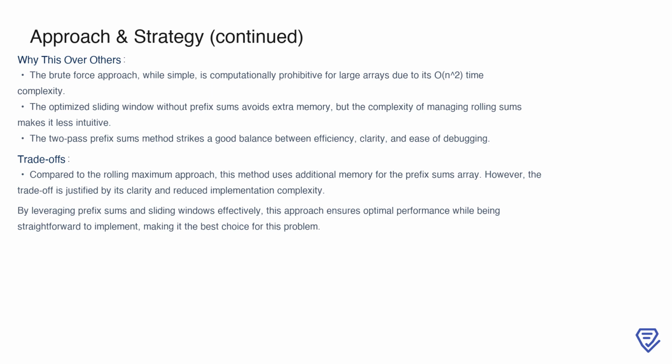Although it requires additional memory for the prefix sums array, this trade-off is justifiable because it simplifies the logic and reduces the chances of errors during implementation. By combining sliding windows with pre-computed cumulative sums, we achieve optimal performance without sacrificing clarity. Overall, this makes the two-pass prefix sums approach the best choice for solving this problem effectively and intuitively.